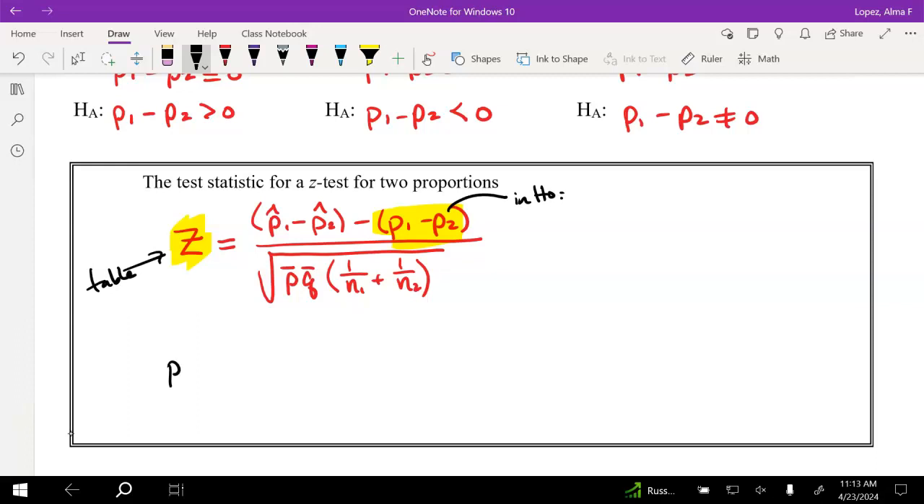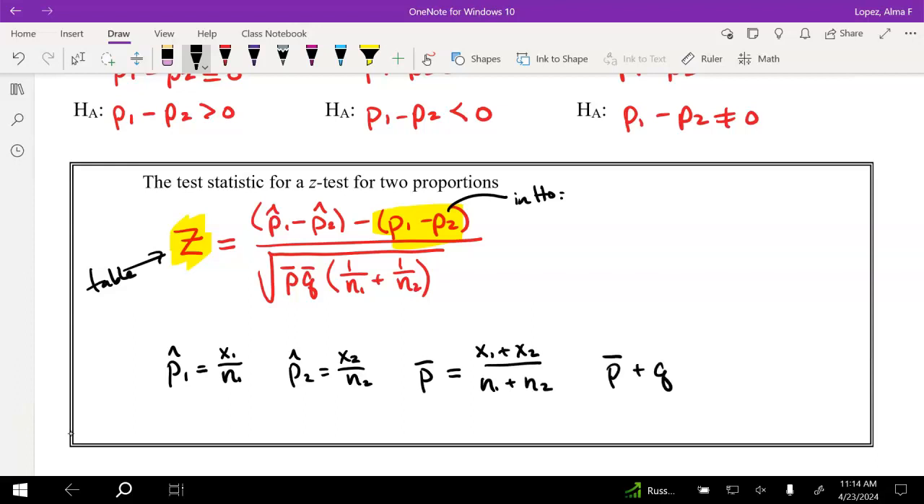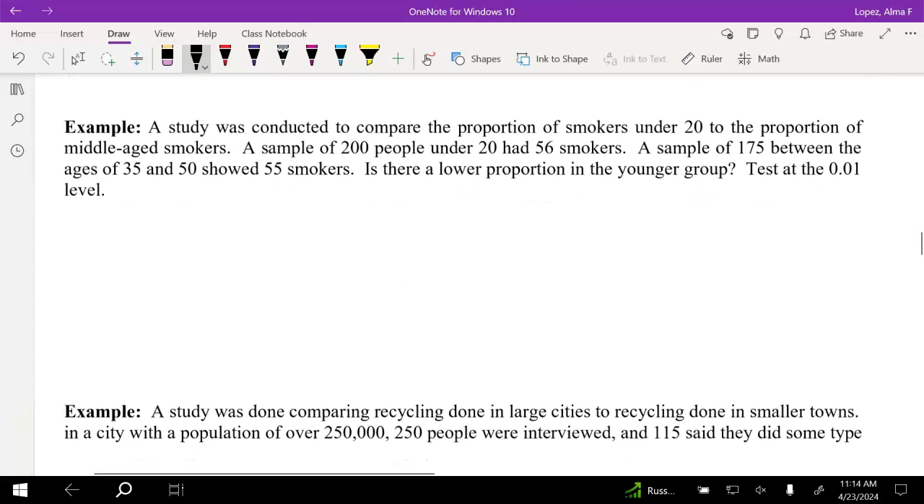Some of those pieces need to be calculated. So p hat 1 is x sub 1 over n sub 1. P hat 2 would be x sub 2 over n sub 2. X is still the number of successes, n's are still sample sizes. And p bar is x sub 1 plus x sub 2 over n sub 1 plus n sub 2. And of course, p bar plus q bar equal 1. All right, with all of the formulas down, we don't do anything different. So let's start.